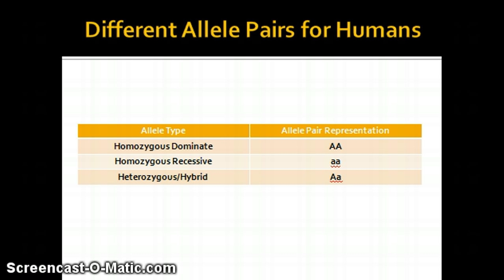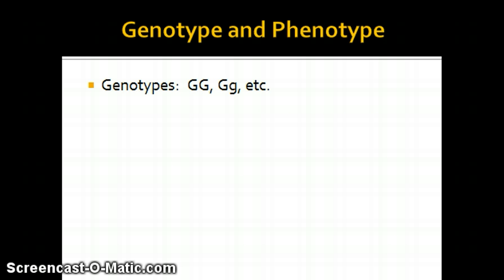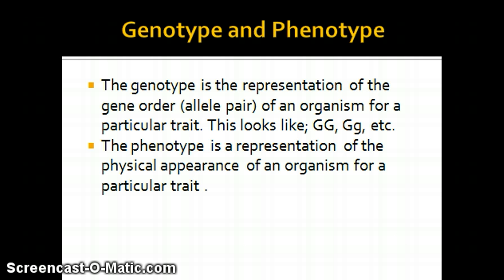As you now know, allele pairs can tell you the organism's gene code or genotype as well as how the code is physically expressed on the organism. This is known as the organism's phenotype. A genotype looks like this. Again, the phenotype is a representation of the physical appearance of an organism for a particular trait. This is what an organism looks like.